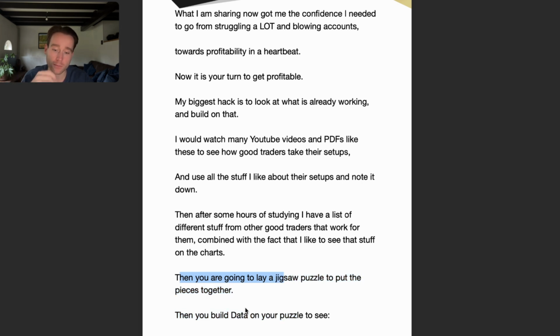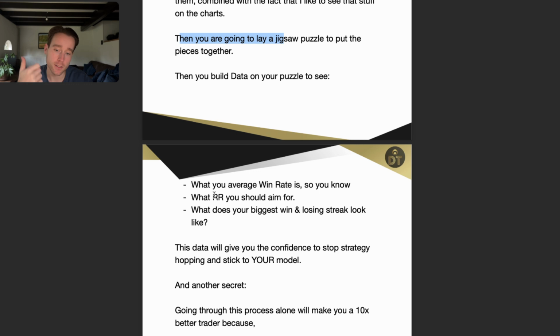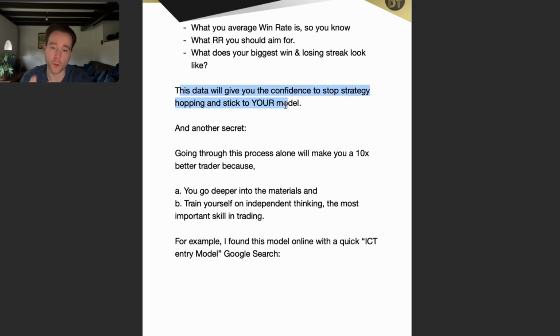Then you build data on your puzzle to see what your average win rate is, which reward you should be aiming for based on win rate, and what your biggest winner and losing streak looks like. And then this data will give you the confidence to stop strategy hopping and stick to your model. And another secret, going through this process alone with the data building makes you 10 times a better trader, because you not only go deeper into the materials, but you also train yourself on independent thinking. The most important skill in trading. Don't be reliant on a signal provider or anyone. It's you versus you.